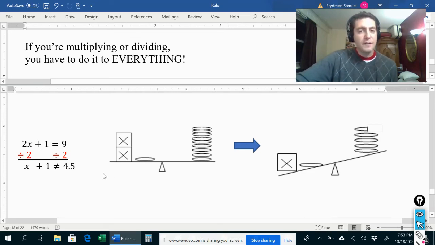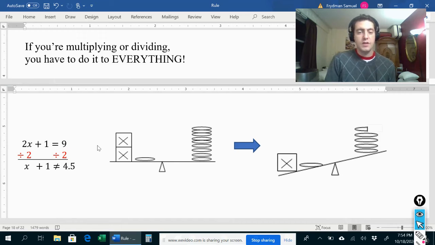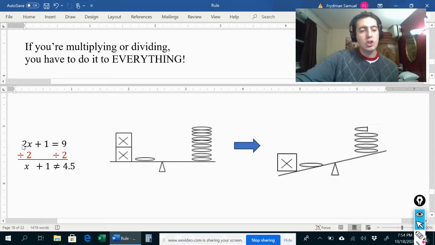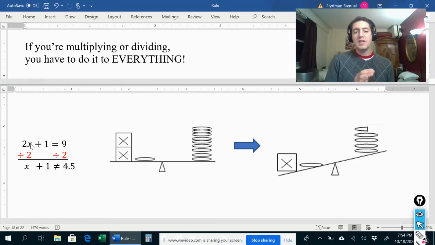Now, we don't have to begin by subtracting 1 from both sides. I personally think that it's usually easier to do addition or subtraction before you do multiplication or division, but we could if we had wanted to. Since this is 2x here, this means 2 times x, and the inverse of multiplication is division, we could have started off by dividing both sides by 2.